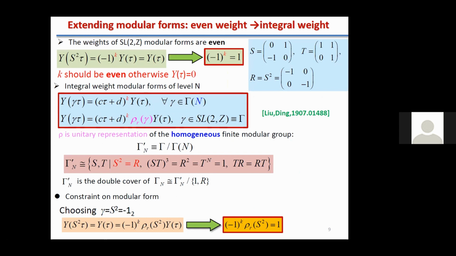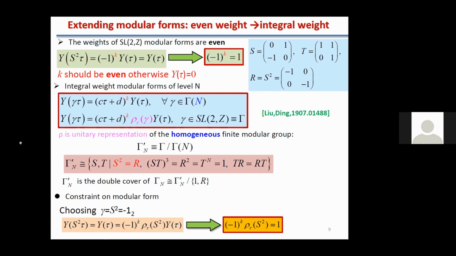First one is we extend the modular forms. The modular forms we can extend from even weight to integral weight. Why only even weight? We have to start from SL(2,Z). It is known that if we discuss the modular forms of SL(2,Z), they have only even weight, and all the SL(2,Z) modular forms can be generated by E4 and E6. E4 and E6 are Eisenstein series, and there are no odd weight modular forms.